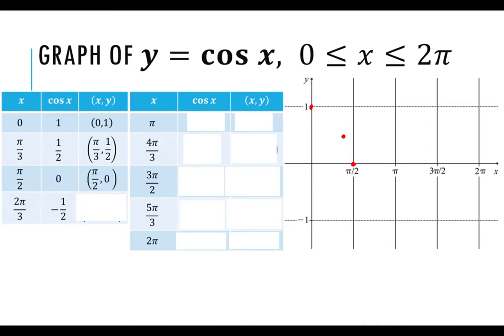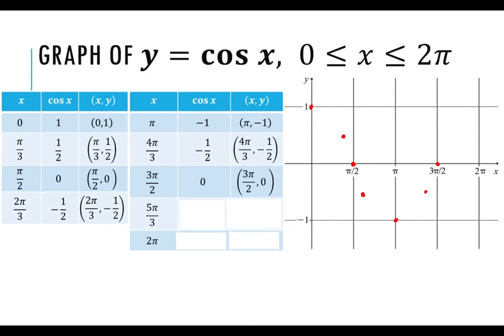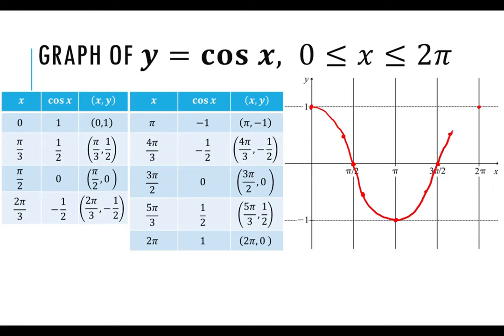Then cosine of 2 pi thirds is negative a half, that's about right here. Cosine of pi gives us negative 1, so that's here. Cosine of 4 pi thirds is negative a half, so that's right here. Cosine of 3 pi halves is 0. Cosine of 5 pi thirds is a half. Cosine of 2 pi is 1. And so I claim we have one full period, or one full cycle, of our cosine function, so let's connect the dots. And so I claim that that's one full cycle.